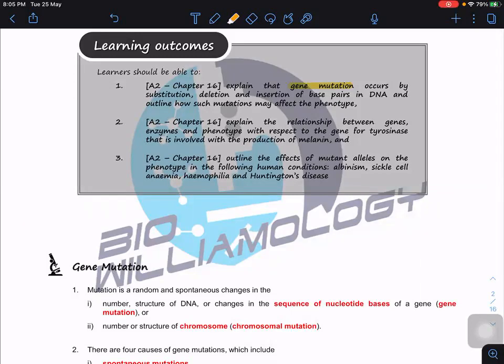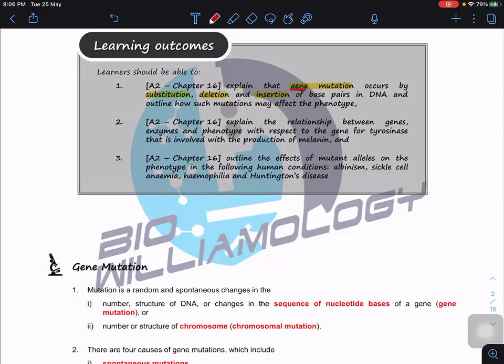Today we're going to look at gene mutation, not chromosomal mutation. We're going to learn about chromosomal mutation in the next topic, but for this topic, we only focus at the gene level. Gene mutation occurs by three methods. It can be substitution, from the word substitute, where one nucleotide is substituted by another nucleotide. Then deletion means that a nucleotide has been deleted, and insertion, which sometimes we also call addition, means that we add some bases or nucleotides, or base pairs of DNA.